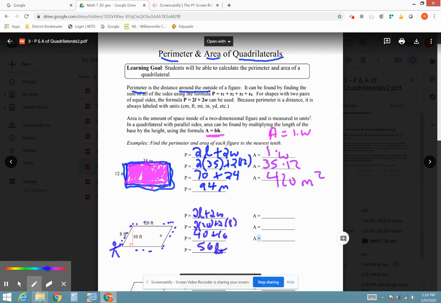For area, we would do area equals length times width, or base times height. In this case, it's base times height. This is my base, and then this is my height. And we never want to use the diagonal side when we're doing area, so it's base times height. So area equals 20 times 10, or 200 feet squared.